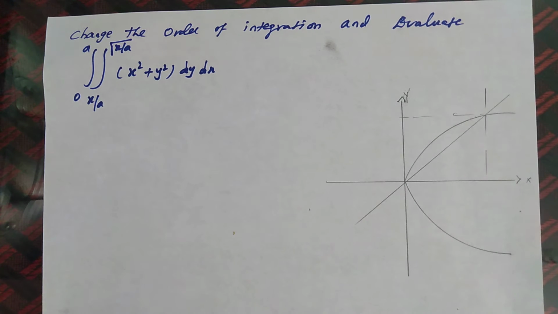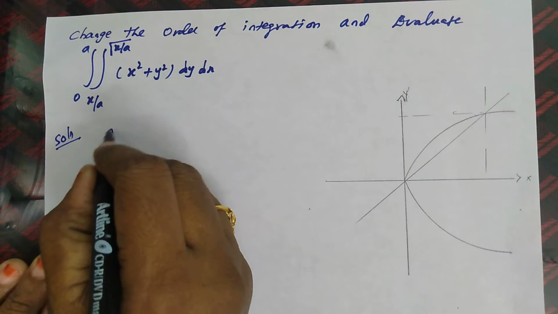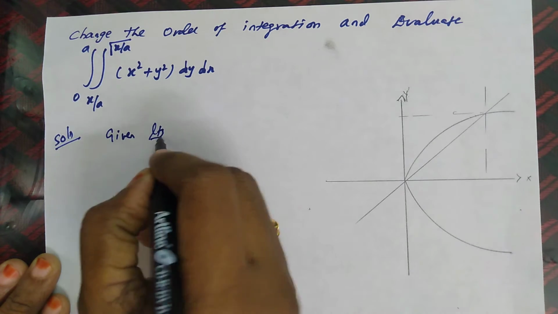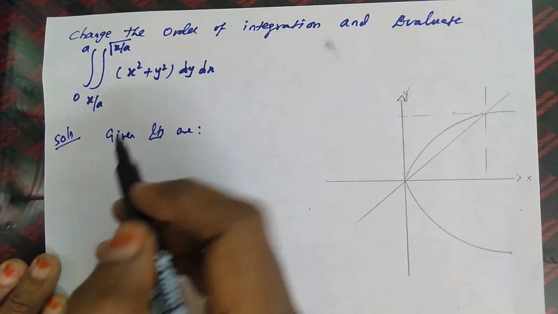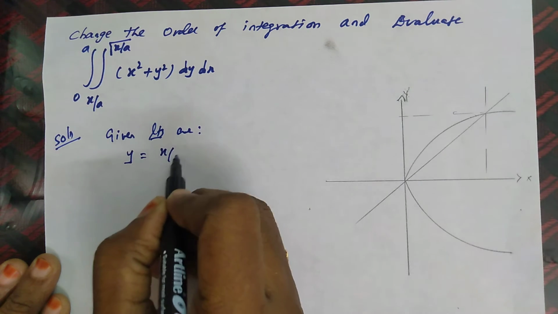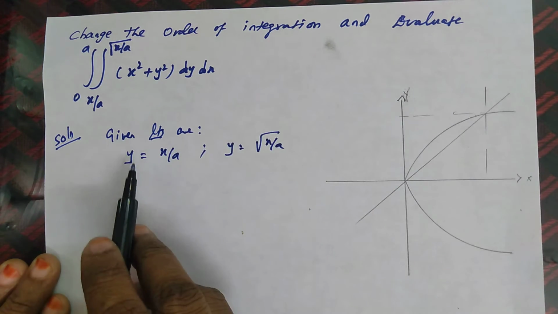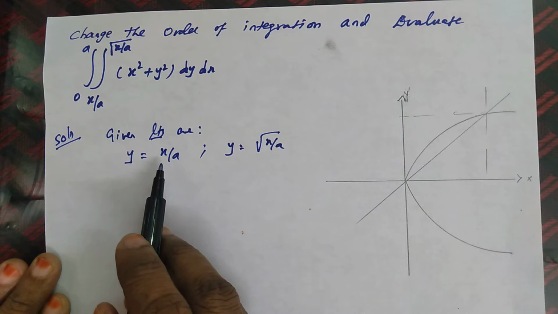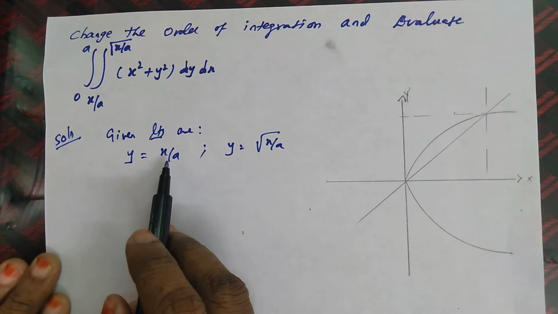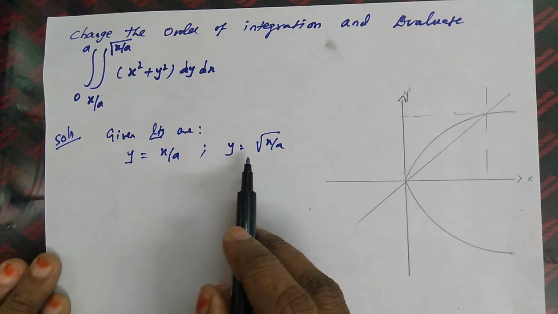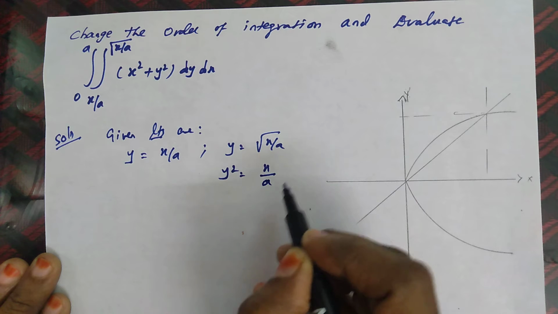So first we will write the given limits. First integration with respect to y. So the y limit is y equal to x/a and y equal to root of x/a. y equal to x/a is the equation of a line, y equal to x. Here the x intercept is a. And here it is given y equal to root of x/a. That means if you square this, we get y² equal to x/a.